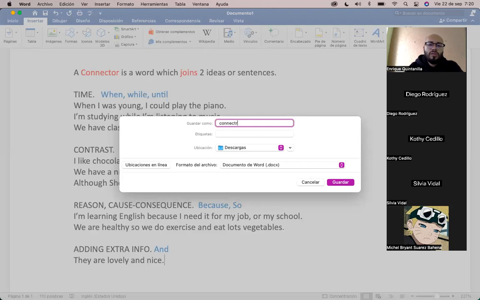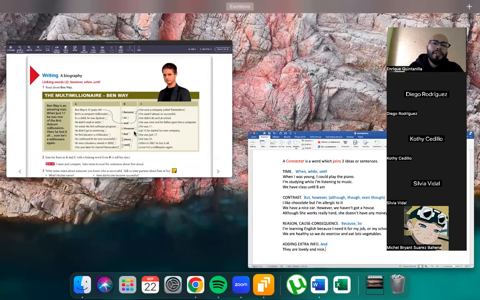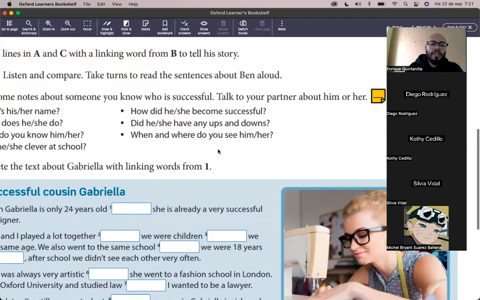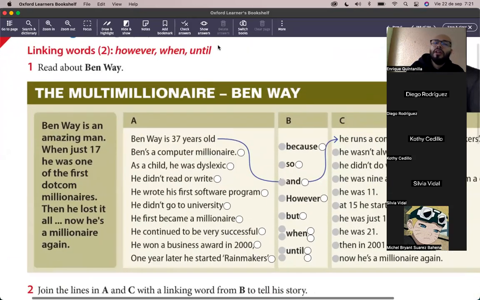Connectors, linking words, etc. I'll share it with you in a moment. Vale, so let's match. I'll give you the answers because it was homework, ¿vale? Les doy las respuestas porque era de tarea.